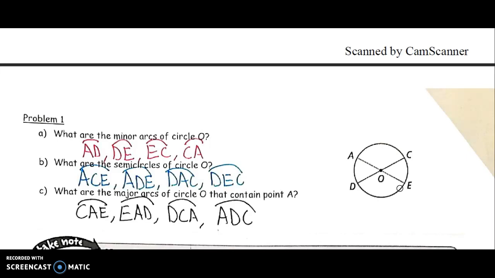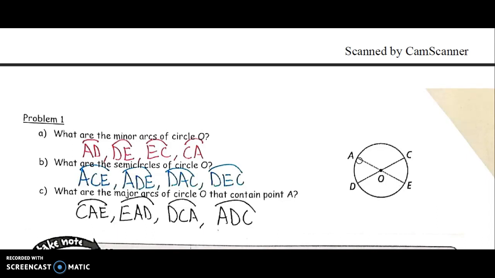So when I said arc DE, could have also referred to that as arc ED, same as the name that I reverse it. If we look for the semicircles, again, semicircle is exactly halfway across, so it looks like I have 2 diameters, segment AE and segment DC.